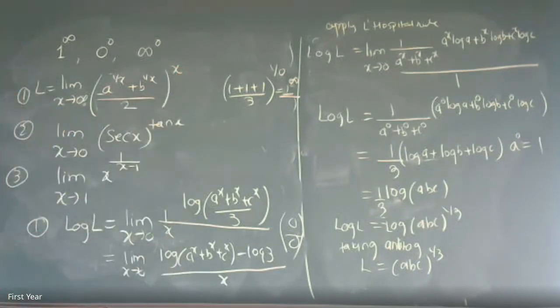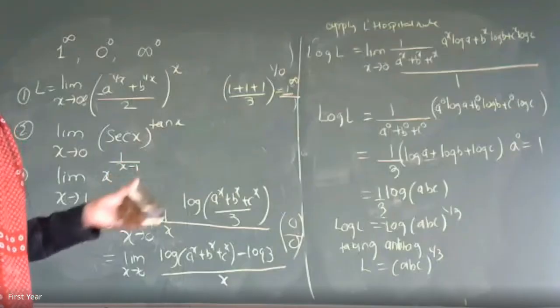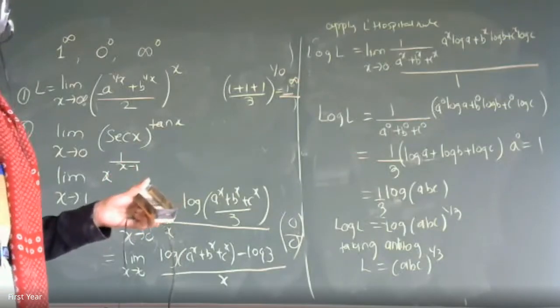What is the answer of this? I am not solving second and third. First I am completing this only. Limit as x goes to infinity, a raised to 1 by x plus b raised to 1 by x upon 2, whole raised to x. Under root A into B. 1 by ABC. There is no C. Yes, the first student told the answer.